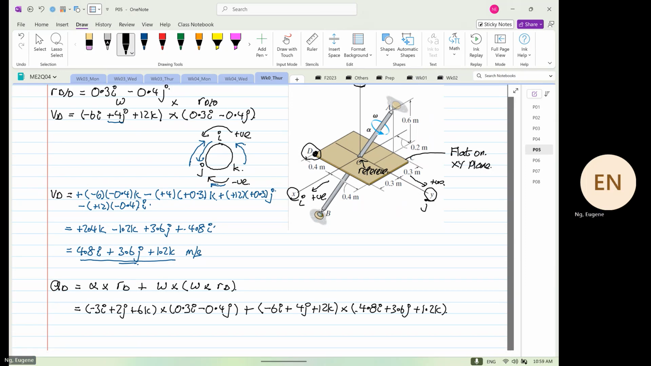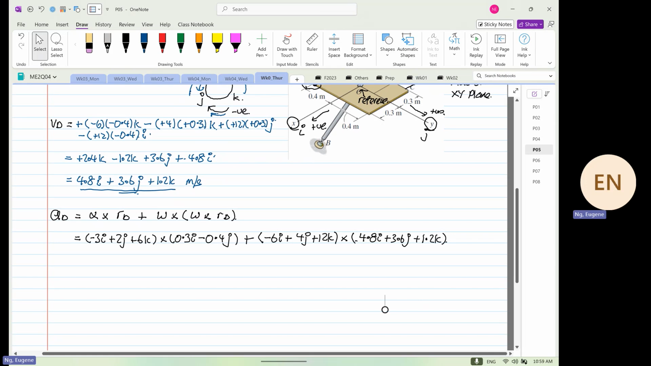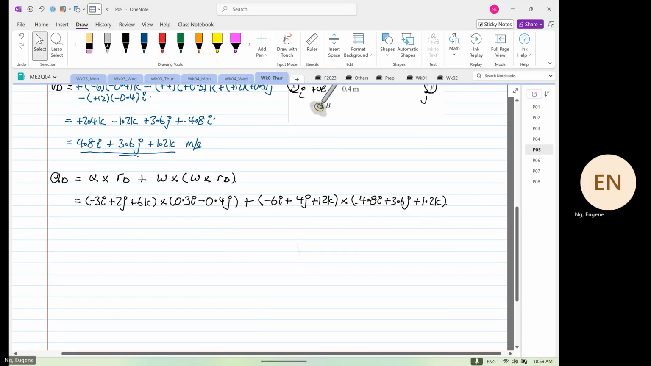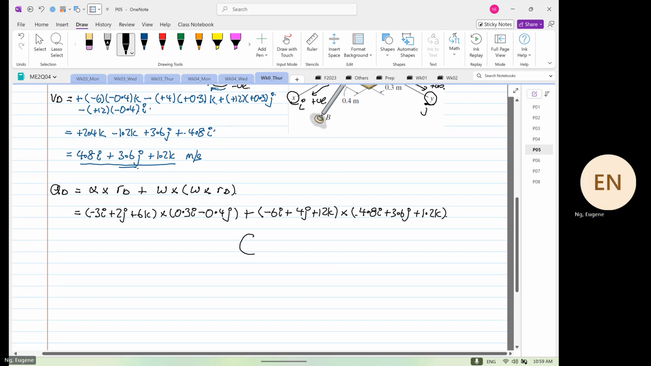Now just do multiplication again. So again, draw this circle with I, J, and K. Anti-clockwise direction is positive, clockwise direction is negative. Now try this method out.